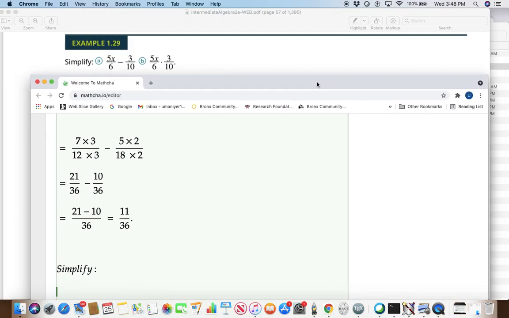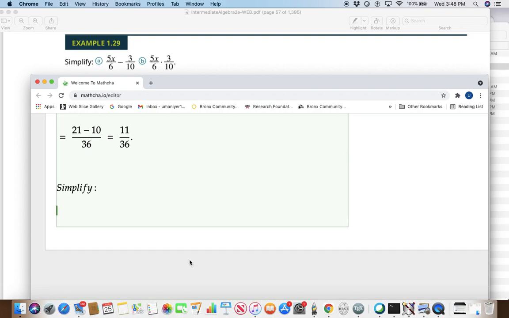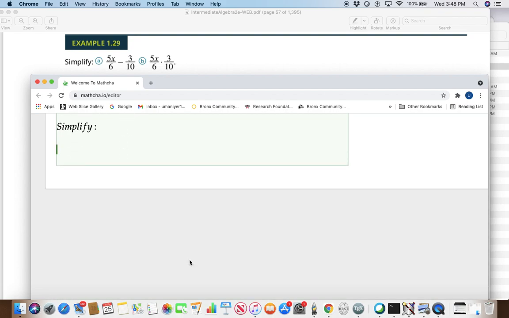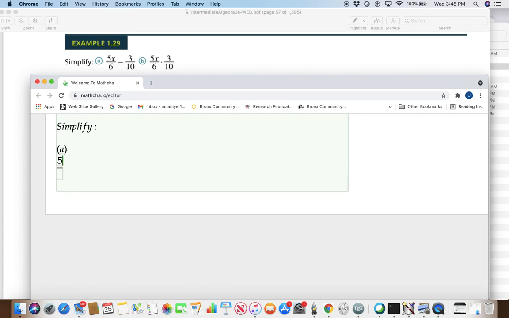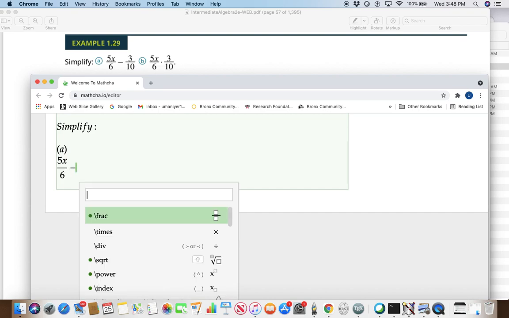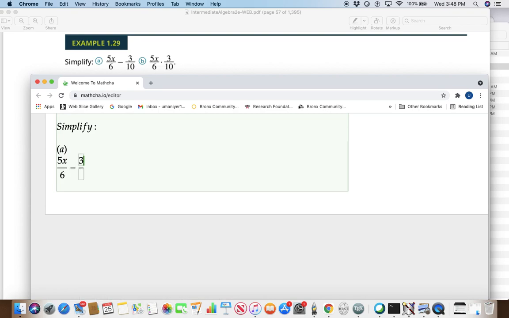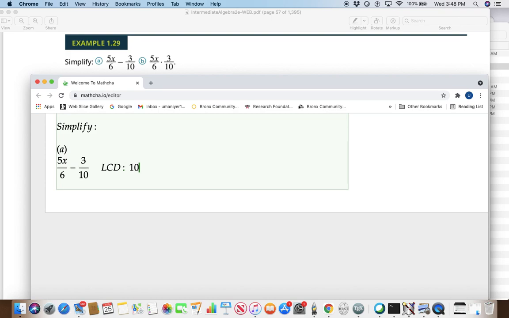All right. A problem. Let's look at the fraction 5x over 6 minus the fraction 3 over 10. Okay. You need a common denominator. Notice, start with the larger of the two.